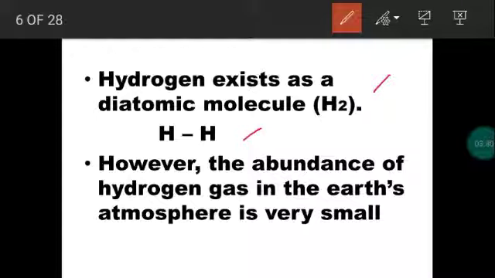Then what about the abundance? Abundance means what percentage of hydrogen is present in the earth's crust. The abundance of hydrogen is very low, and we know the composition of atmospheric air. A larger percentage is nitrogen, then oxygen and carbon dioxide and so on. So the percentage of hydrogen in the Earth's atmosphere is very small.